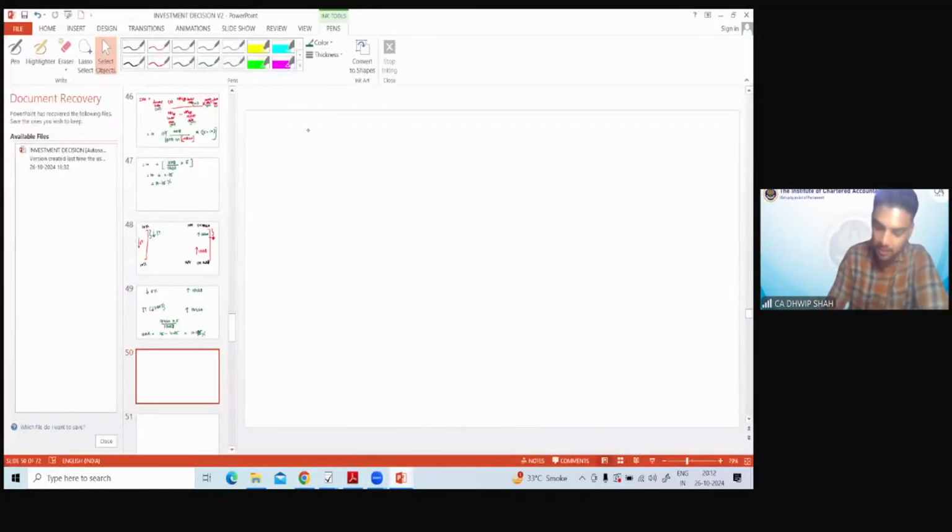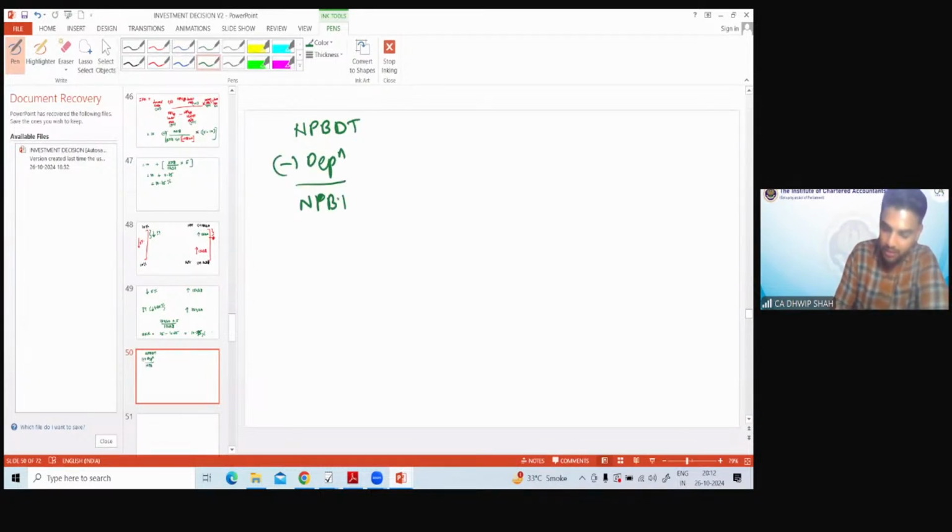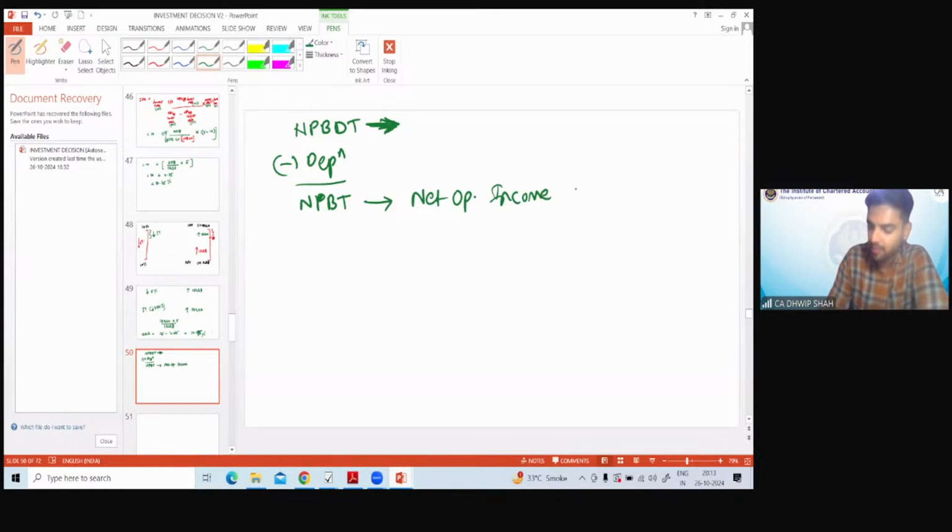Remember the format. NPBDT, less depreciation, this is NPBT. Correct? Can I say this is net operating income before depreciation? NPBDT is nothing but net operating income before depreciation. And can I say this NPBT is nothing but net operating income after depreciation? Yes or no? After depreciation.